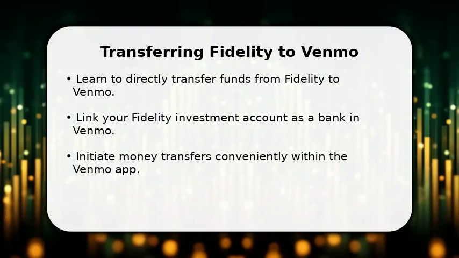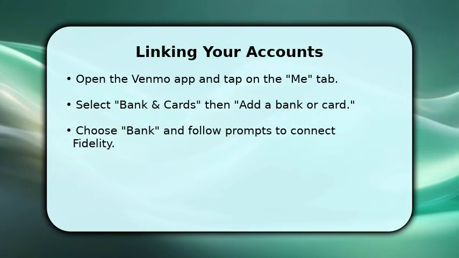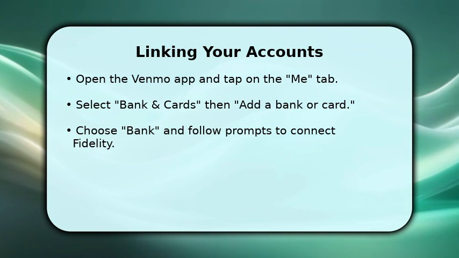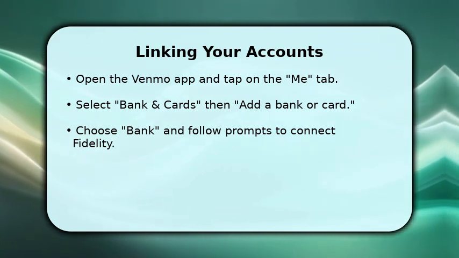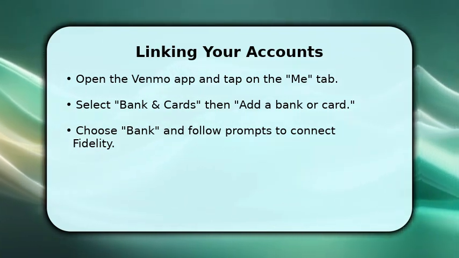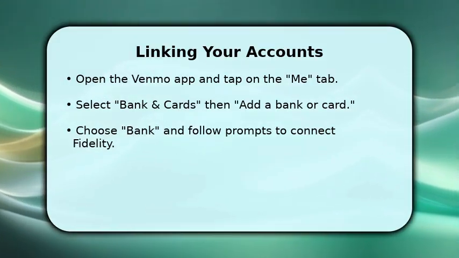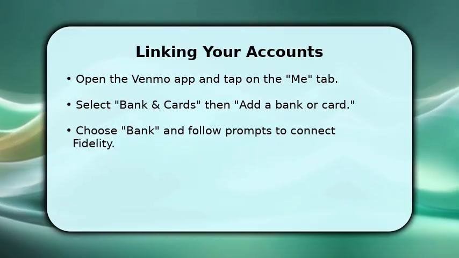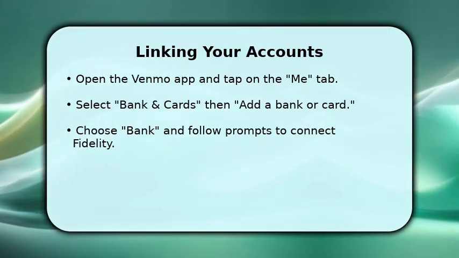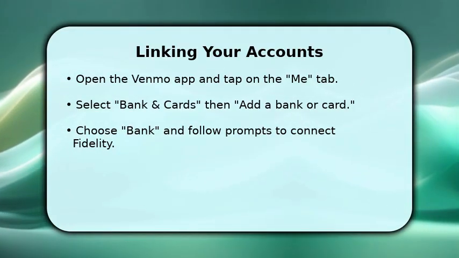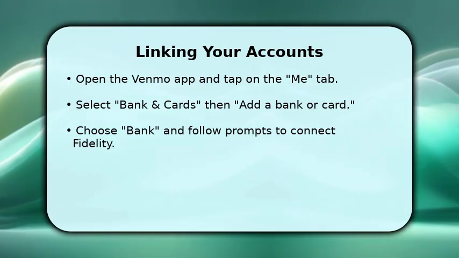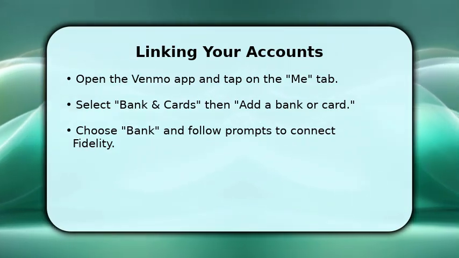move your funds. To link your accounts, open the Venmo app and navigate to the Me tab. From there, select Bank and Cards and then choose Add a Bank or Card. You'll then select Bank and follow the on-screen prompts to securely connect your Fidelity investment account. This usually involves logging into your Fidelity account through Venmo's secure portal to authorize the connection.